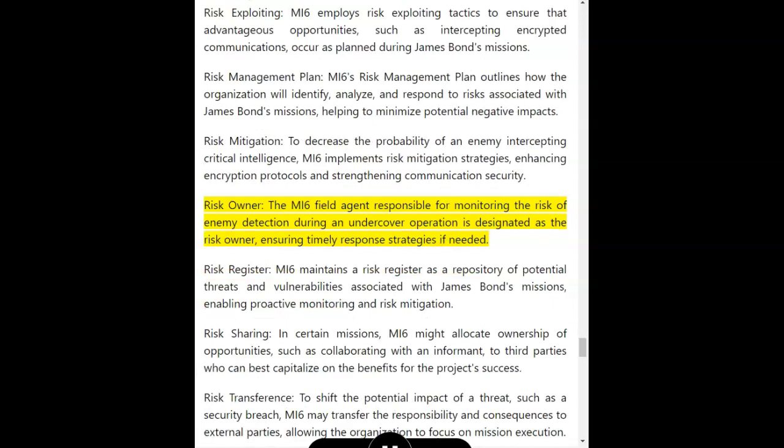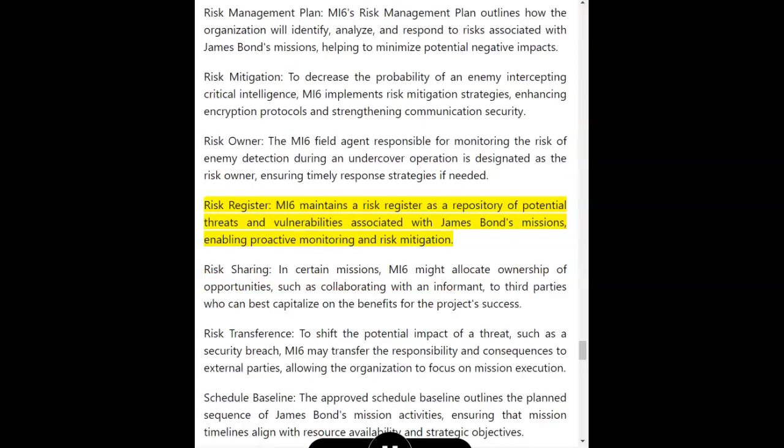The MI6 field agent responsible for monitoring the risk of enemy detection during an undercover operation is designated as the risk owner, ensuring timely response strategies if needed. Risk register. MI6 maintains a risk register as a repository of potential threats and vulnerabilities associated with James Bond's missions, enabling proactive monitoring and risk mitigation.